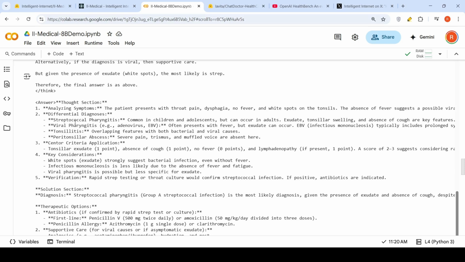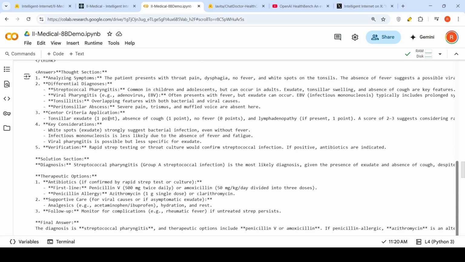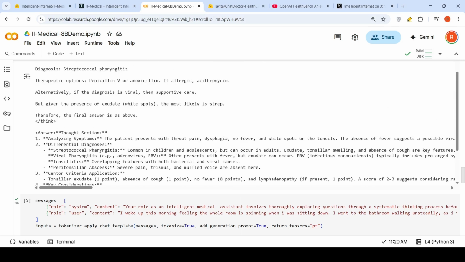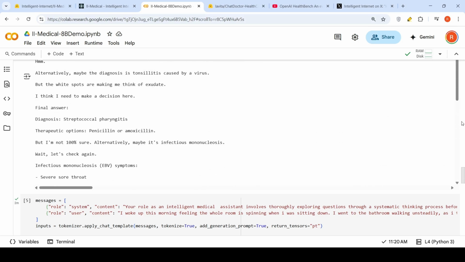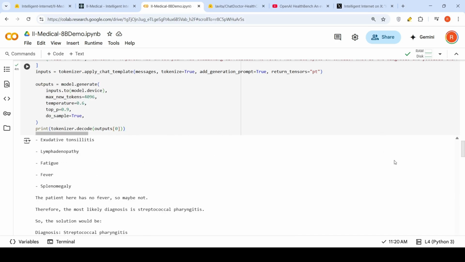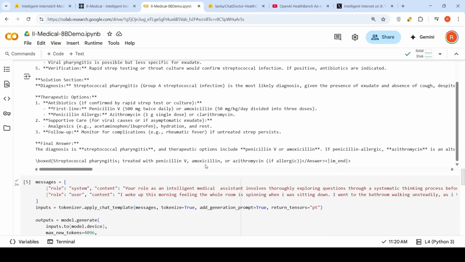Differential diagnosis, it gives the following: streptococcal pharyngitis, viral pharyngitis, tonsillitis, peritonsillar abscess. It gives all these things and finally says that possibly it is this particular condition. Therapeutic options include penicillin V or amoxicillin, and if you're allergic, azithromycin. So it has given a very good answer over here. Again, a good clinical response. Maybe clinicians will have a different opinion, but based on past experience, I can tell you that this response seems to be good.